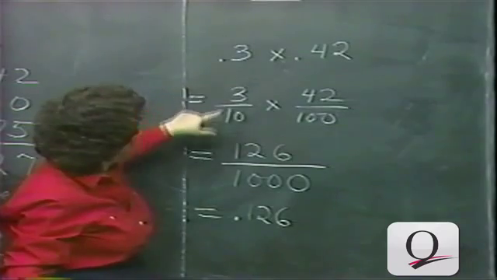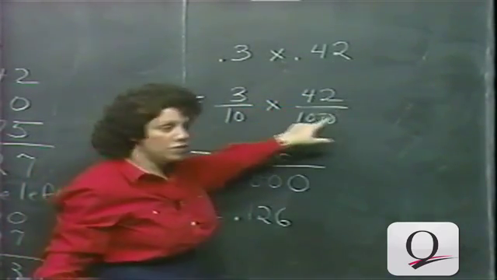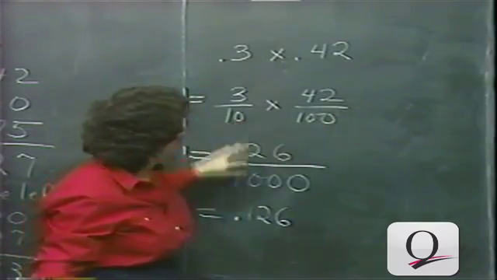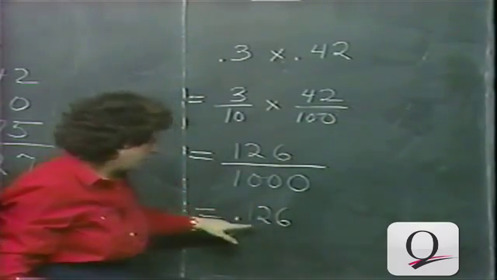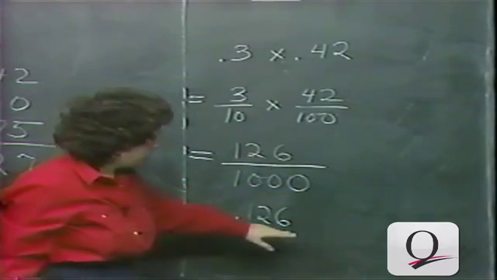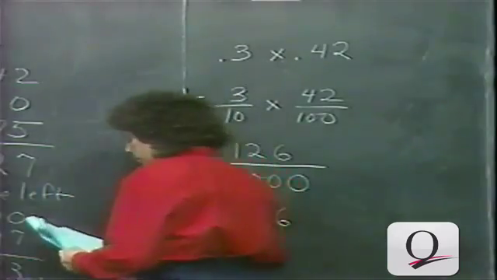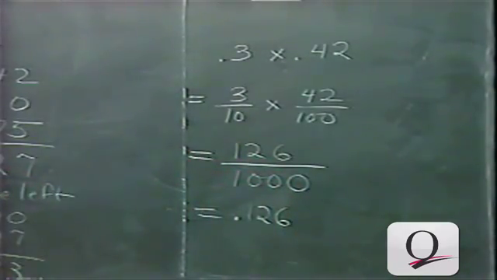0.3 will have 1 zero in the denominator. 0.42 will have 2 zeros in the denominator. When we multiply, we will wind up with 3 zeros in the denominator, which corresponds to the number of decimal digits. The number of zeros here corresponds to the number of decimal digits. Okay, so let's write down our rule for multiplying decimals and try some more examples.